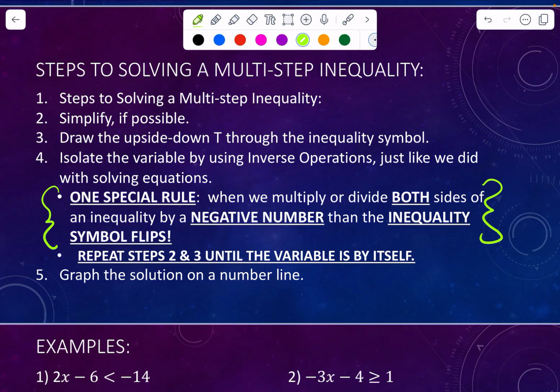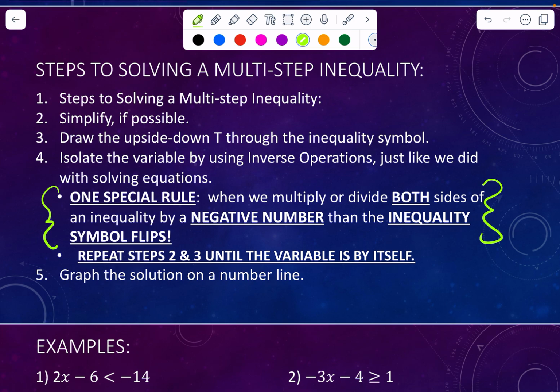Anytime we multiply or divide both sides of an inequality by a negative number, then the inequality symbol flips. So the steps are very similar to that of solving a multi-step equation. One, we're going to simplify if possible. Number two, we're going to draw the upside down t through the inequality symbol. Isolate the variable by using those inverse operations. Remember addition, we use subtraction. Subtraction, we use addition. Multiplication, we use division. And division, we use multiplication.